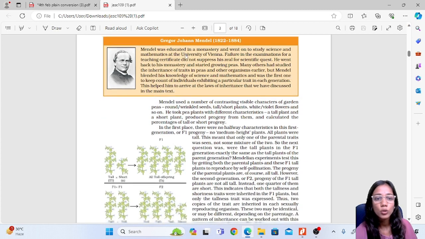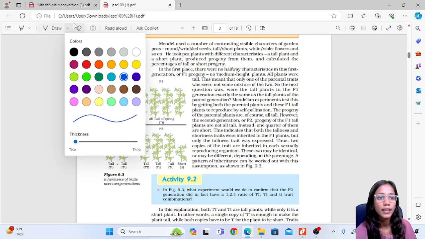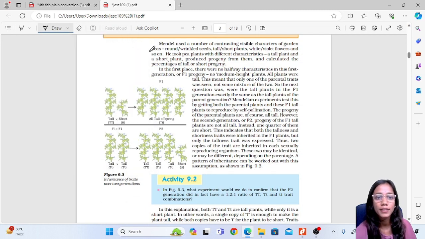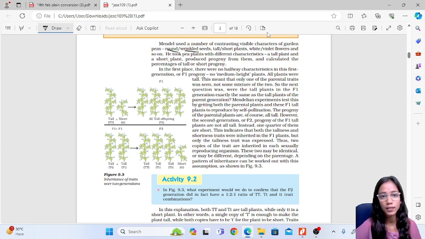Gregor John Mendel used an experimental organism, the plant called the pea plant. Why did he choose the pea plant as the model organism? Because there were different characters in this pea plant, different traits, and there were different versions of each trait. For example, the garden peas had round and wrinkled seeds.